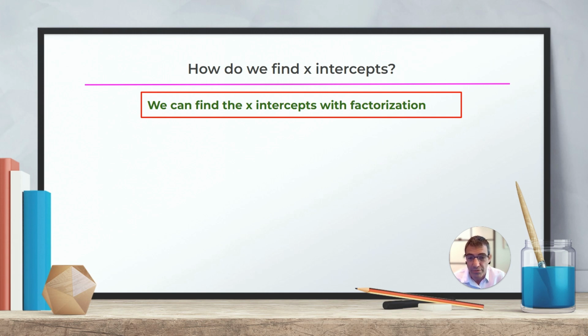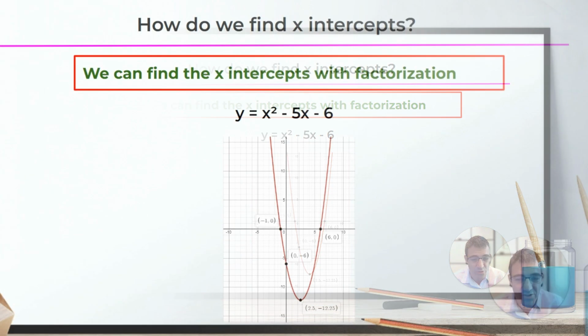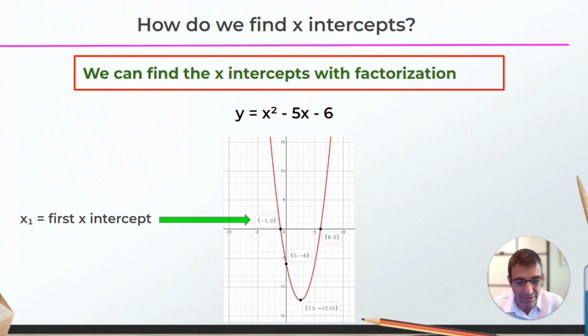Now this is one of three main techniques that we learn to find the x-intercepts, and to illustrate this, here's a quadratic equation. You notice that this equation is low enough that it crosses the x-axis. It crosses at -1, 0 on the left and at 6, 0 on the right. And so with a good factorization technique, we should be able to take y equals x squared minus 5x minus 6, factorize it, and find those 2 points.